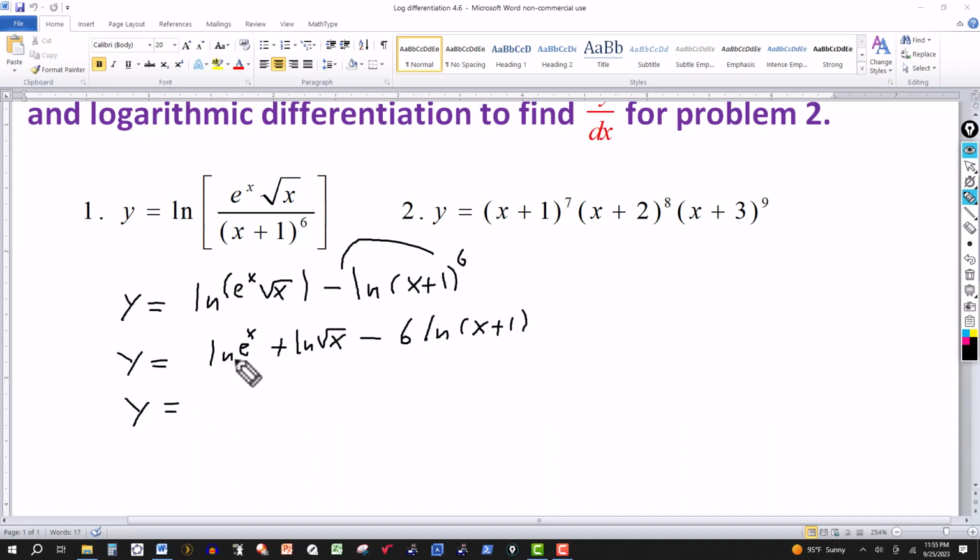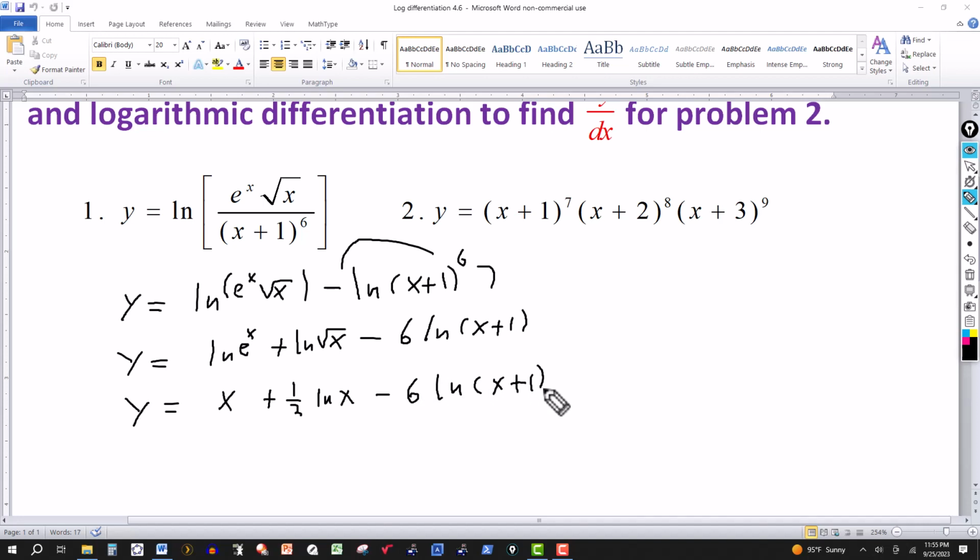This is natural log, and I have e to the x. So the natural log of e to the x just becomes an x. And then this is the square root of x, or you can look at that as x to the 1/2. So just like in this step here, I can bring that exponent to the front as a coefficient, 1/2. So this becomes 1/2 natural log of x. And I just rewrite the next one, minus 6 ln of x plus 1.